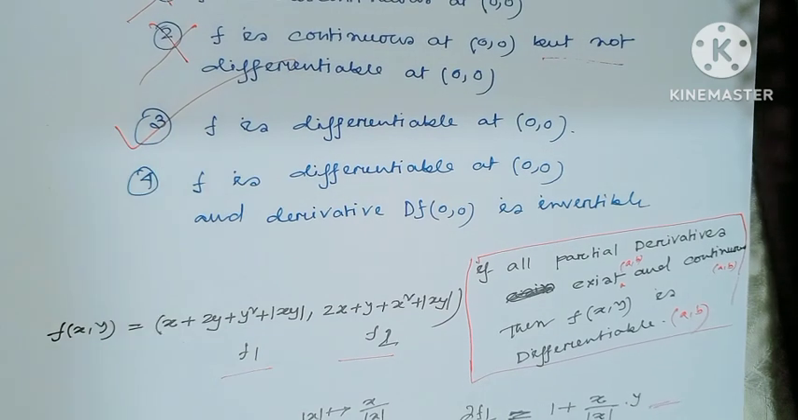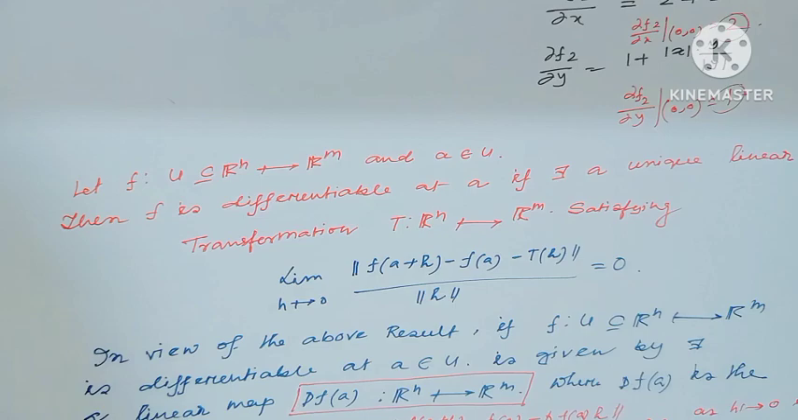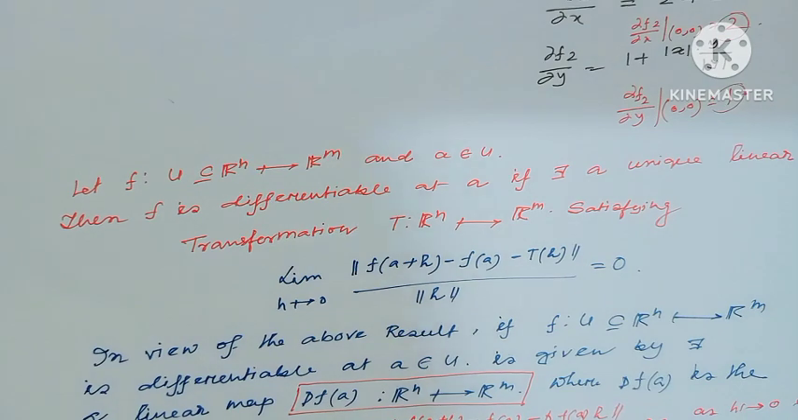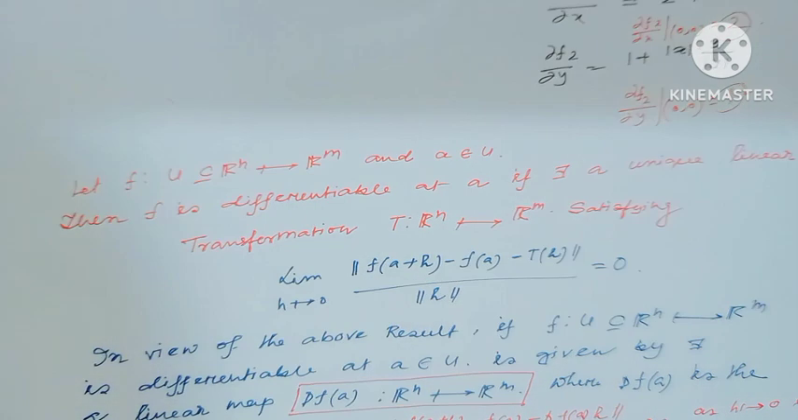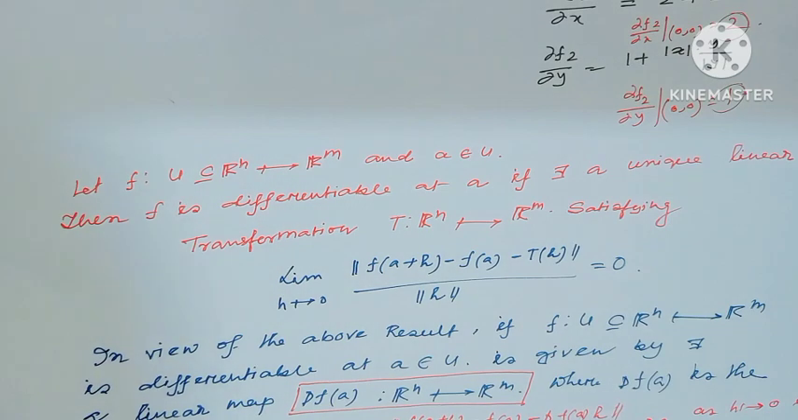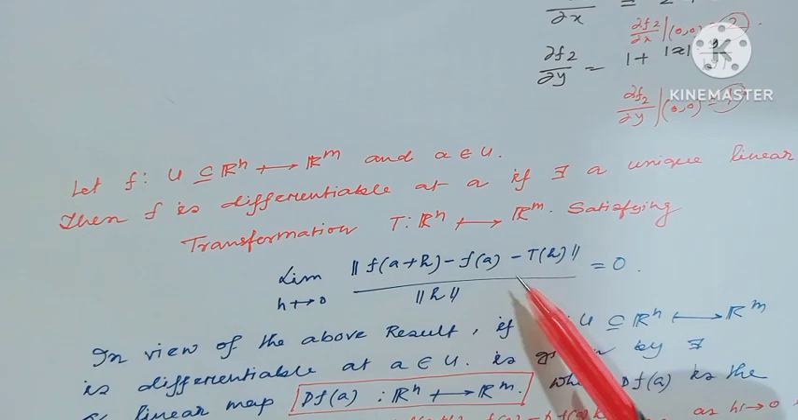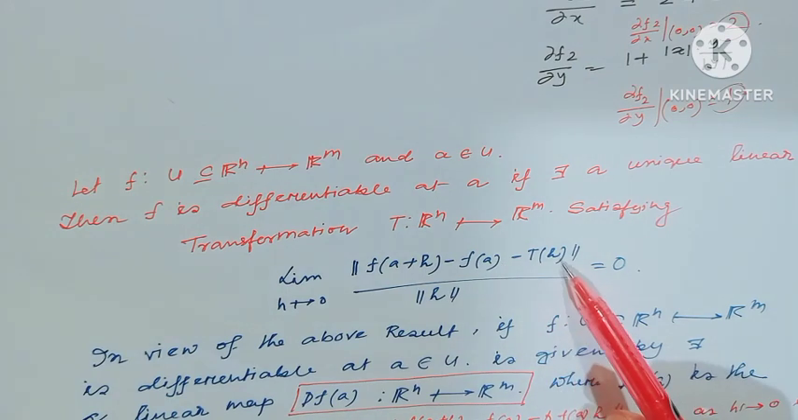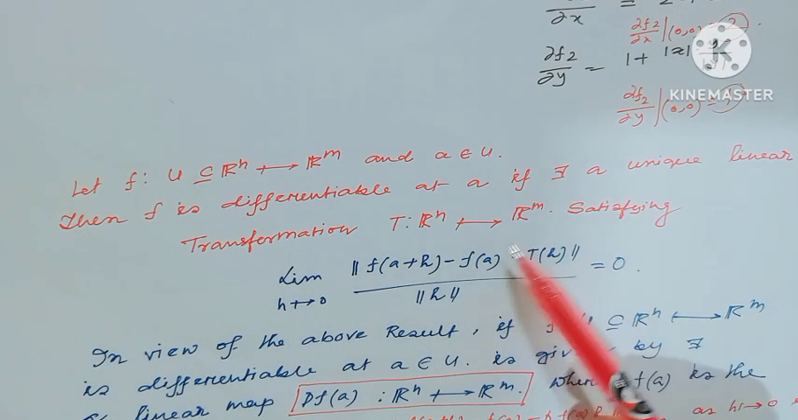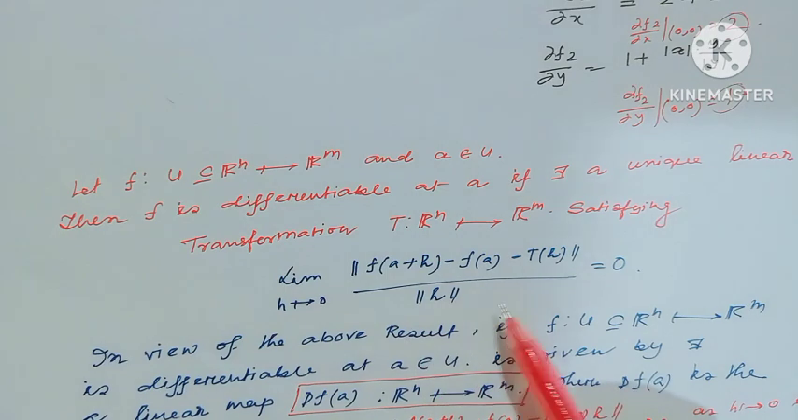What is the derivative? We all know: let f be defined from R^n to R^m and a belong to A. Then f is differentiable at a if there exists a linear transformation T from R^n to R^m satisfying the limit as h goes to 0 of the norm of f(a+h) minus f(a) minus Th, where T is a linear map from R^n to R^m, divided by the norm of h, equals 0.